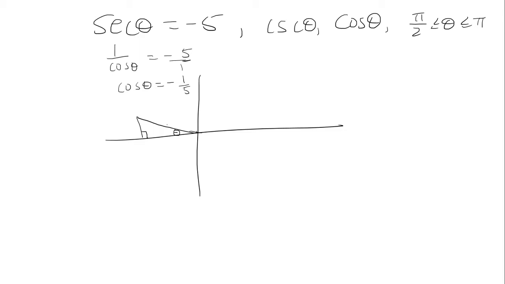Okay, so cosine is adjacent over hypotenuse. So the adjacent side is -1. Hypotenuse is 5. Now let's solve this right triangle. So we have to use the Pythagorean theorem.